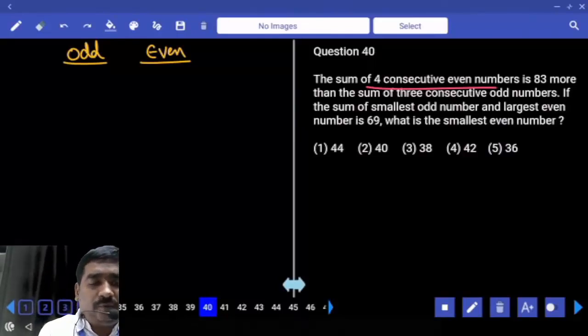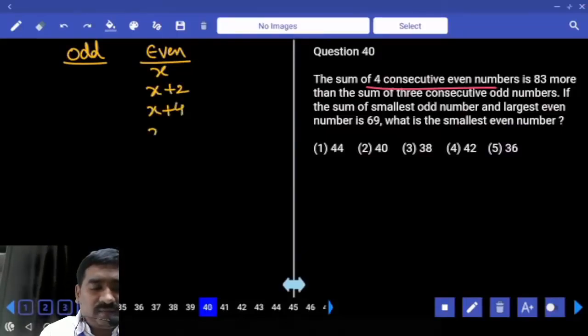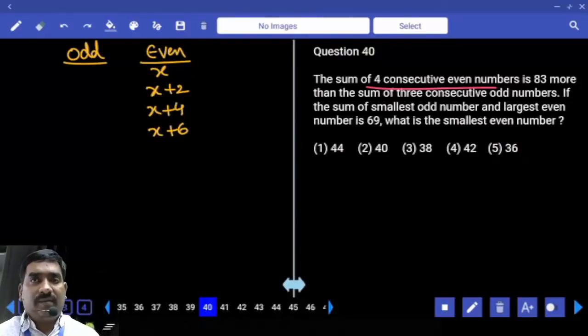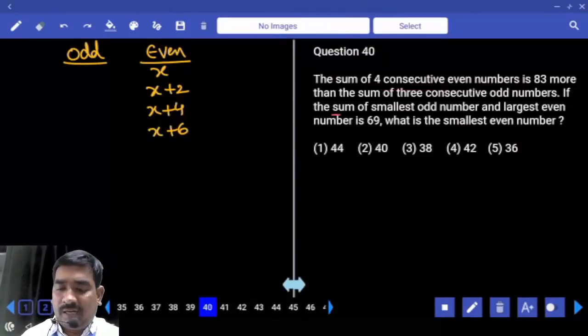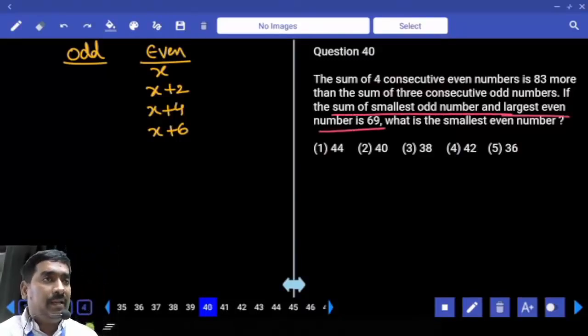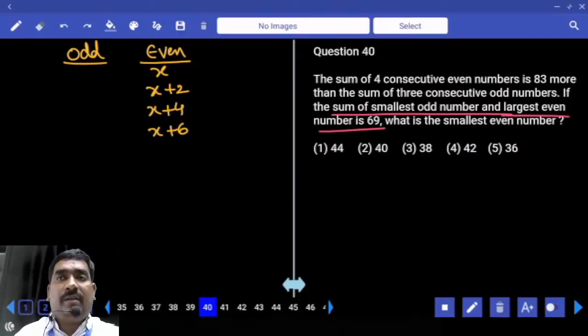Let us assume the 4 consecutive even numbers are x, x plus 2, x plus 4, x plus 6, where x is an even number. And how many odd numbers? 3 odd numbers are given here. The sum of the smallest odd number and the largest even number is 69. What is the largest even number?